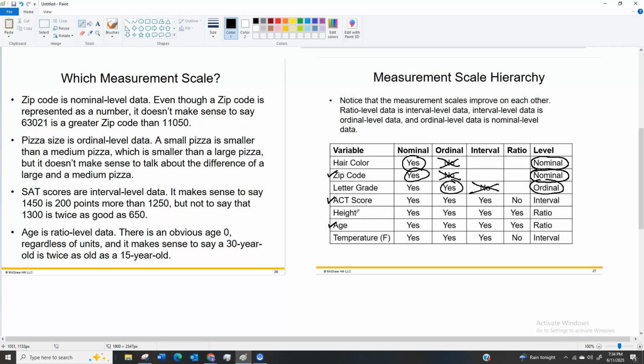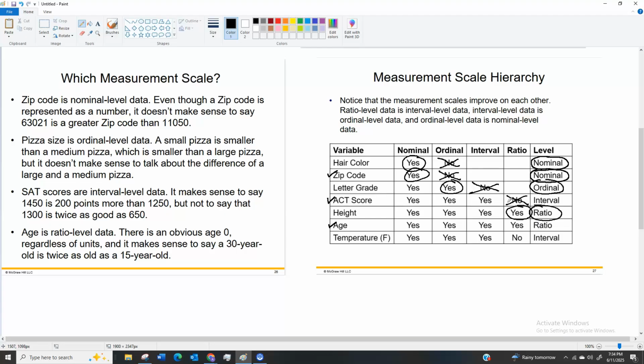We already did ACT and SAT. Height, we talked about many times. It's nominal because you can name it, you can order it. The intervals are the same, so you're measuring in inches. And then ratio, it does make sense to say that somebody's twice as tall as somebody else. So this reaches all the way up, so it's interval level, or ratio level, I'm sorry.